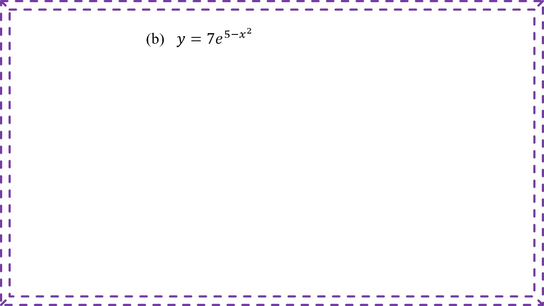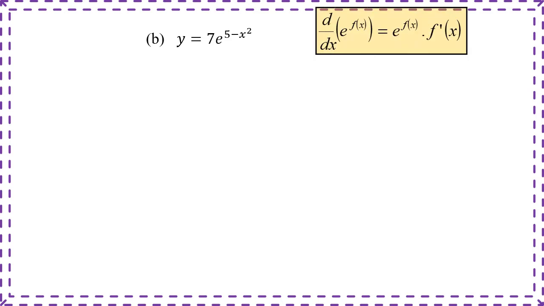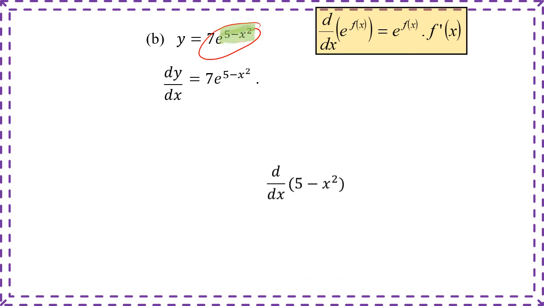5 minus x squared. So this 7 is just the coefficient. So we can just leave the 7 in front of the e, and then we need to copy back everything for the exponential. And then what we need to do is to differentiate the power here. So differentiate 5 minus x squared.